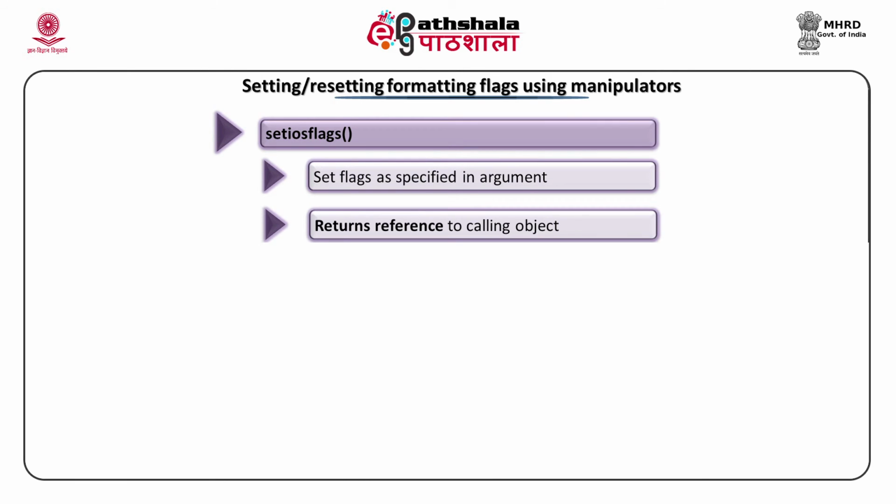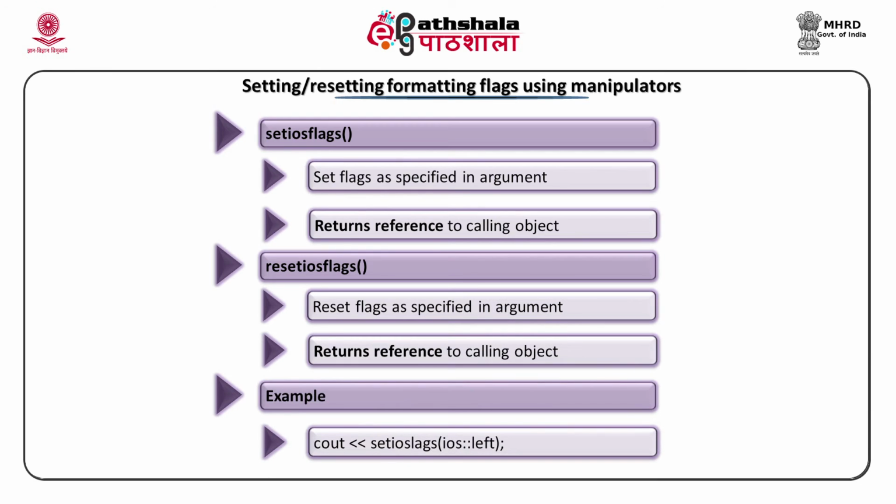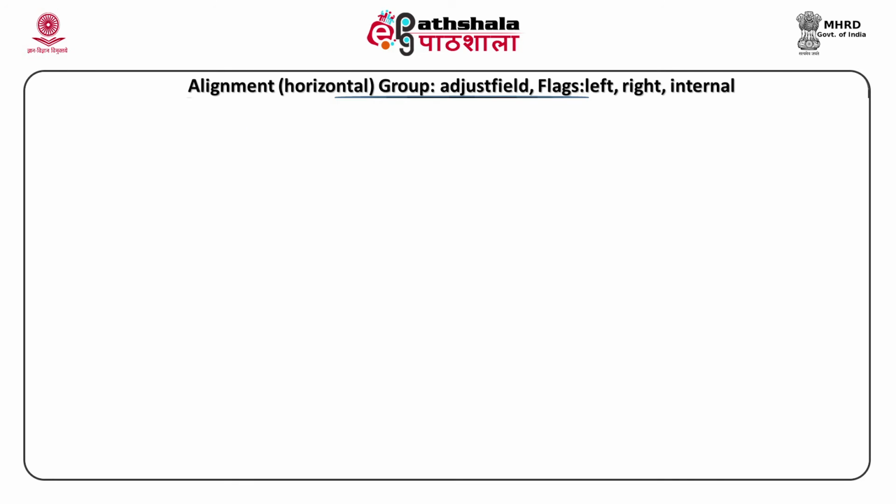That means we are working on format flag. We can use set IOS flags to set the flags, and we can use reset IOS flags to reset the flags. Obviously, the argument is to be passed here, and the return value will be the reference to the calling object. So, we can again use it in cascaded fashion.